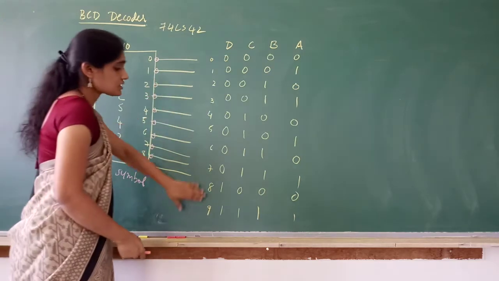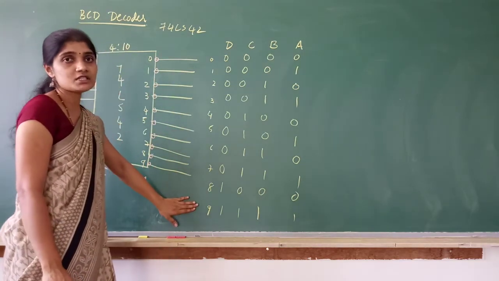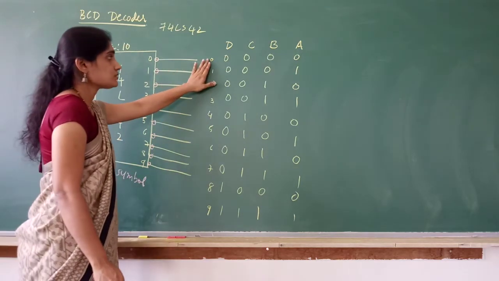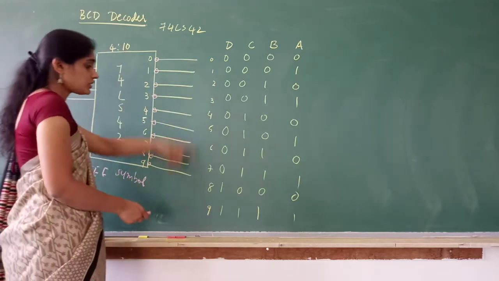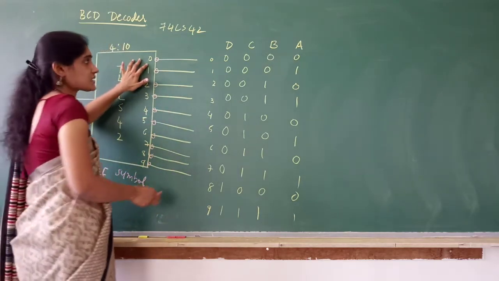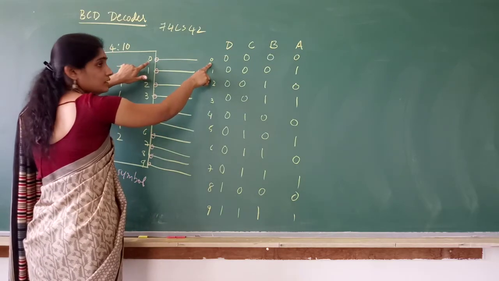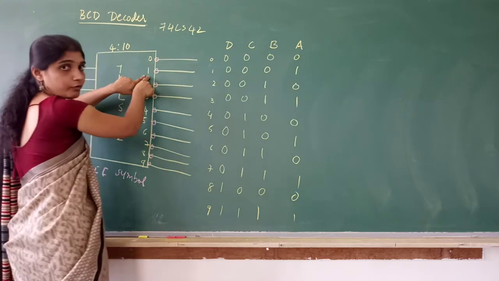So the input combinations that I can give are only from 0 to 9, because the input is BCD decoder. BCD numbers mean only the numbers from 0 to 9. Based on this, one of the output lines will be selected. That means when you are giving the input 0, 0, 0, 0, that output line will be selected; for 0, 0, 0, 1, the next.